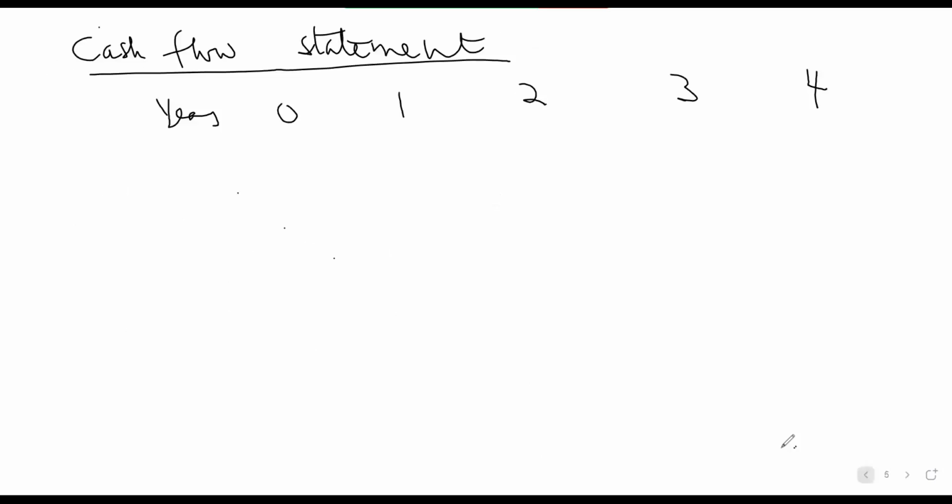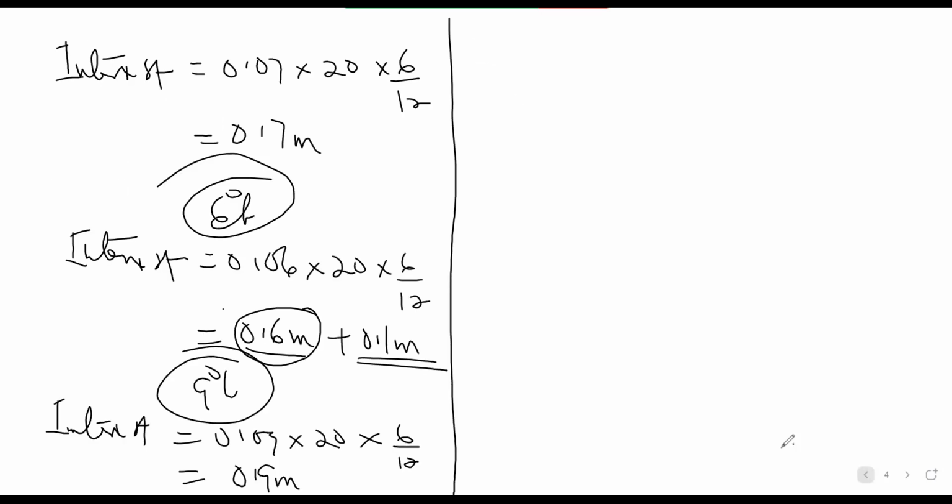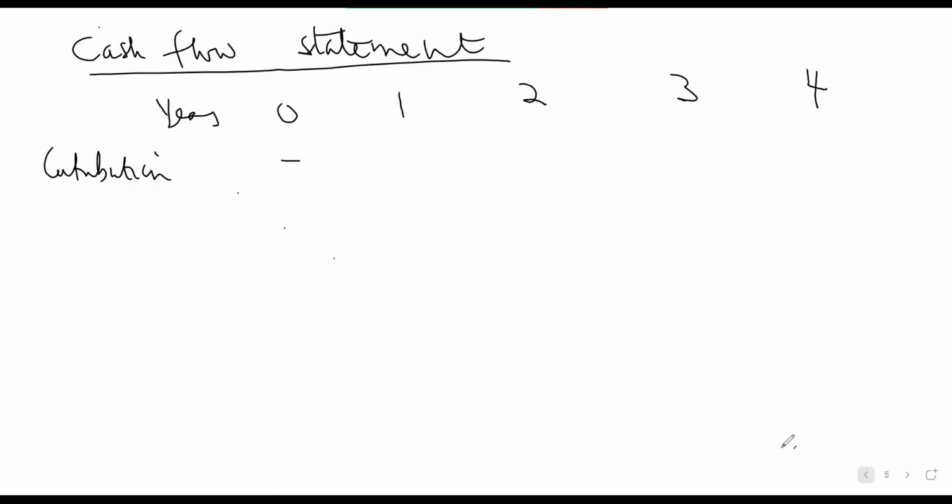So the person will just put it here like this. The person will just bring the contribution here. So there will not be any contribution in year 0 because we assume that cash flows will be arising at the end of the year. So 440,000, 550,000, 660,000.